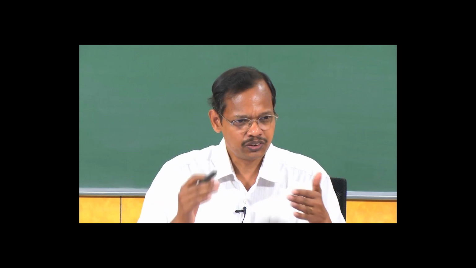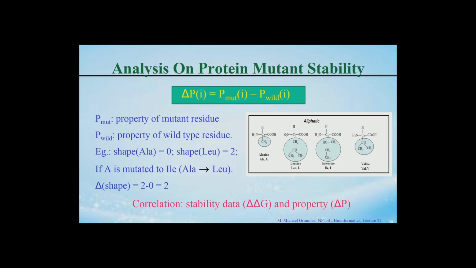Now how to relate the experimental data with these properties? For any property, for example P, you can take the difference in properties, delta P of I, which is given as P mutant I minus P wild I. P mutant is the property of the mutant residue and wild is the property of the wild type residue. For example, shape tells you the branching. Alanine has no branch, but leucine has a second CH, so you get the branch. So the shape of leucine equals 2, and the shape of alanine equals 0.